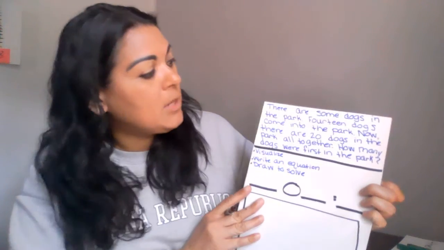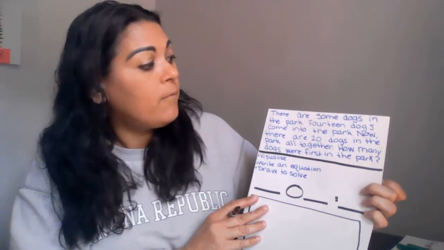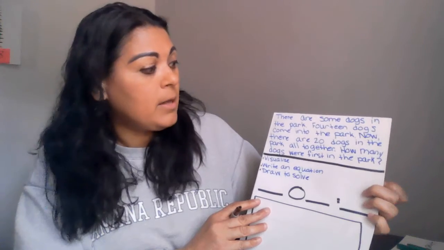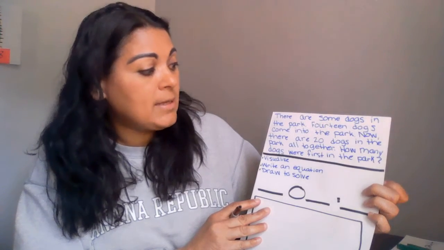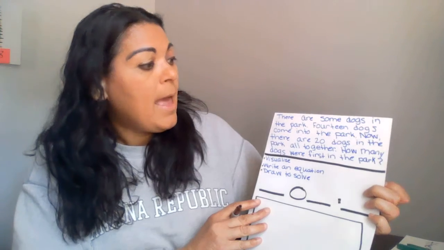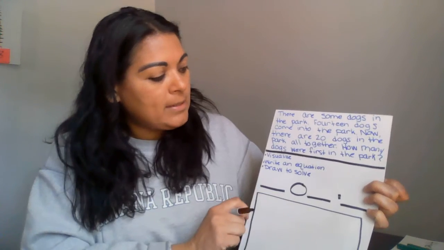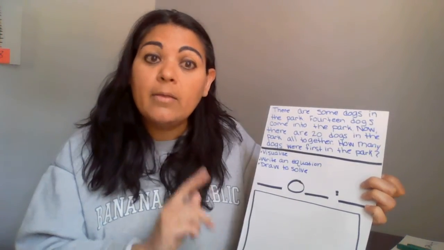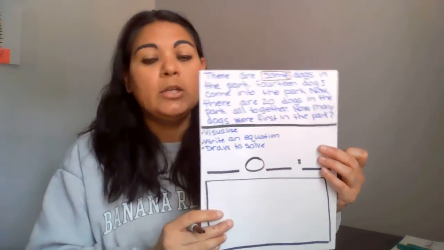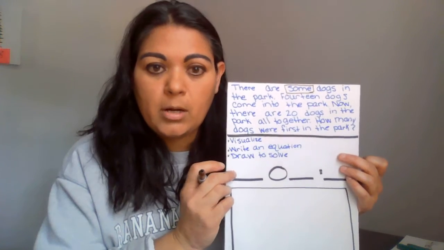It says there are some dogs in the park. 14 dogs come into the park. Now there are 20 dogs in the park altogether. How many dogs were first in the park? So now we want to see, there are some. There's that word that we talked about earlier. So I'm going to underline some dogs. Okay, so did I know how many dogs were in the park? My altogether number? No. So let's go ahead and put a question mark there. That's our unknown value.